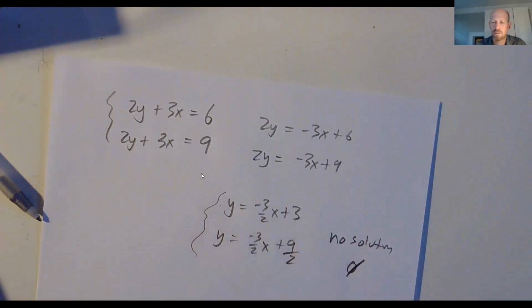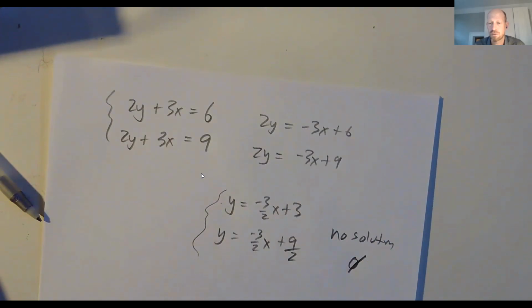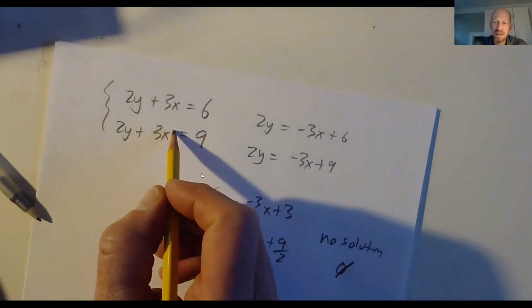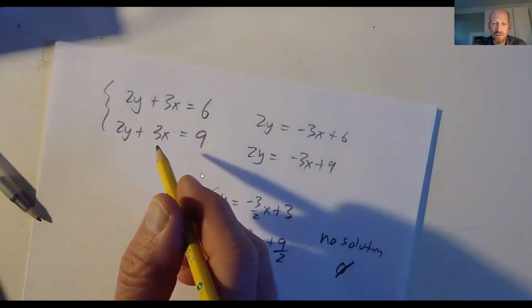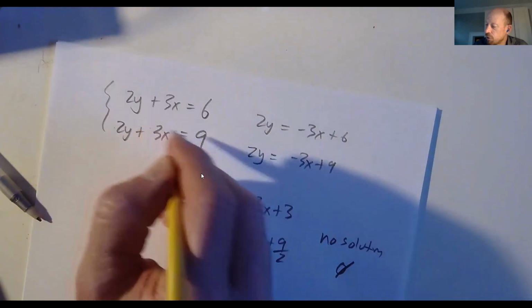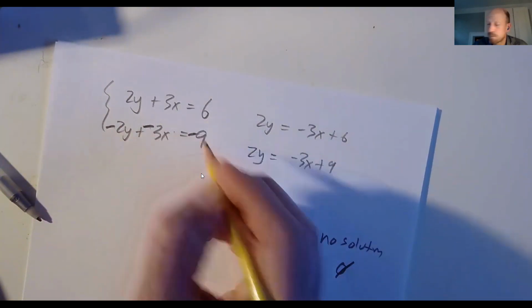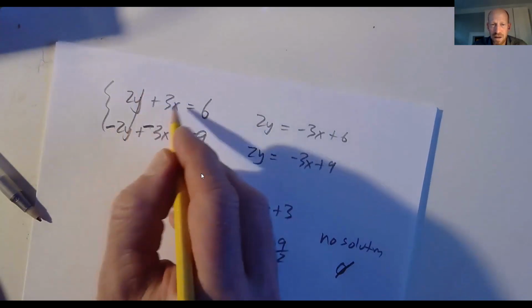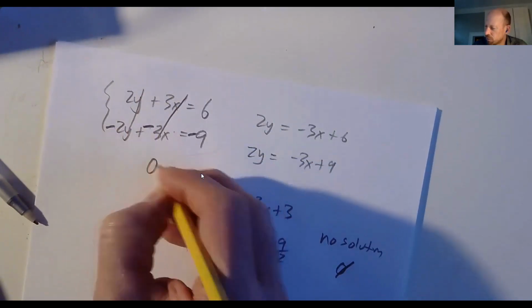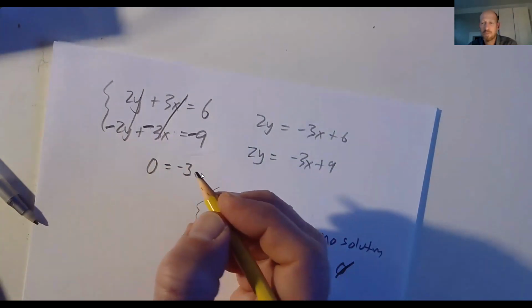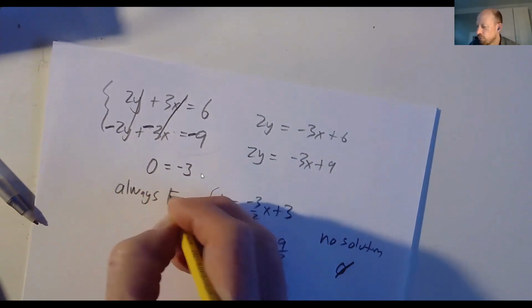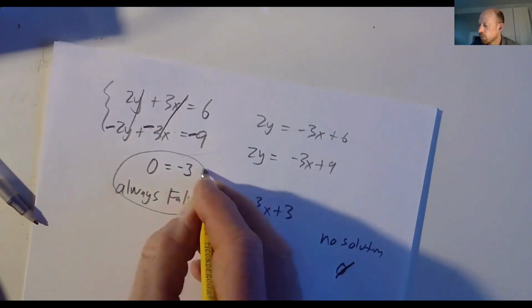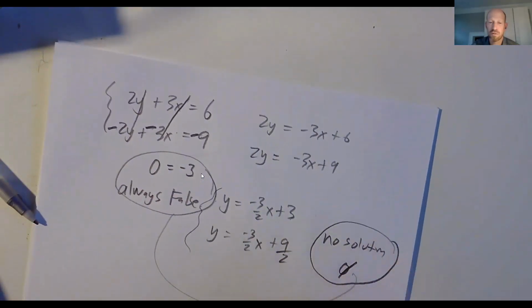You can also write that as a circle with a line through it. Right? That's no solution. Now, it's not always quite so clear in the beginning if that's really a no solution. What happens is if you try and solve this using, say, the elimination method, I'm going to multiply through by a -1. And when I add those together, the y's and the x's both cancel. And I end up with 0 equals -3. And what that's telling me is that this is always false. Right? And that means no solution.